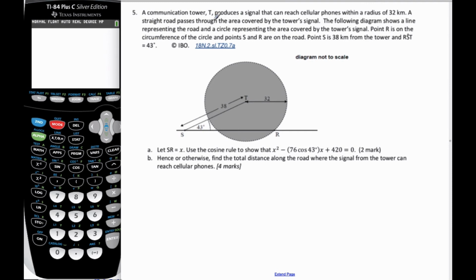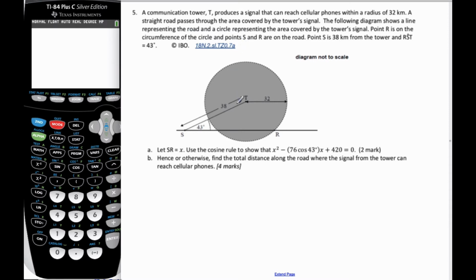Okay, so we have a communication tower T that produces a signal to reach other cell phones with a radius of 32 kilometers. So this is a radius of 32 kilometers. And it goes through a straight road. The following diagram shows a line representing the road and a circle representing the area covered by the signal tower.